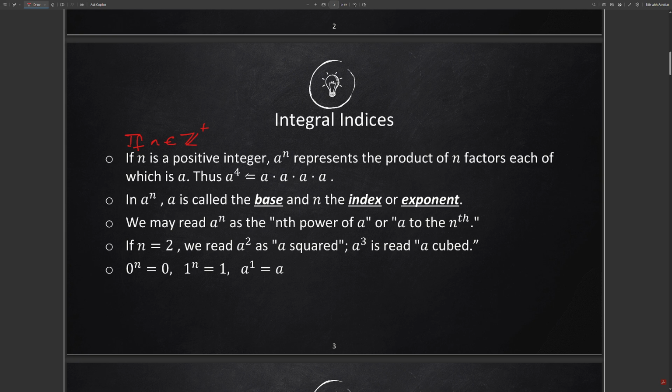So a to the power of 4 is a by itself n times. So this is 4 times, right? That's why they say the product of n factors, because you multiply them 4 times. So product means multiply here. So these are the product of a n times, which is 4 times here. So in a to the power of n, sorry, a is called the base. So a here is the base. N is called the index or the exponent, right? That is what that is called.